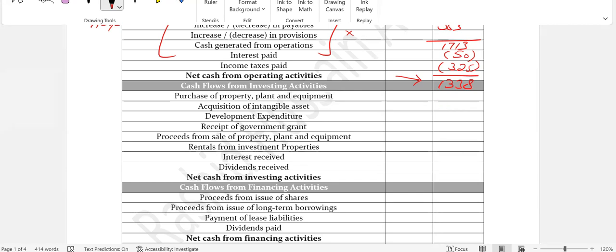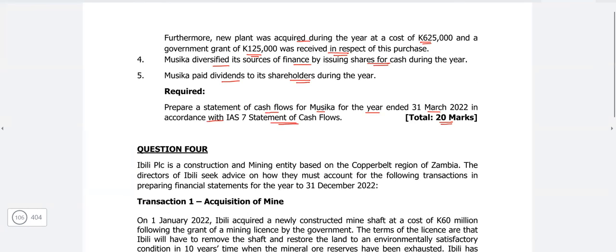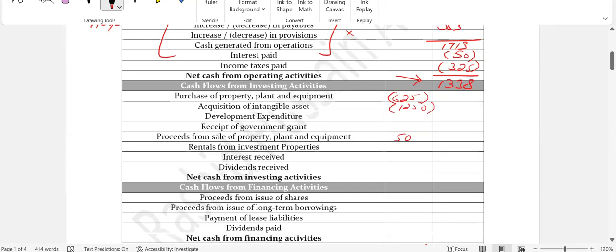So we have 625. Intangible asset is 1250. Proceeds from the sale of the property, plant, and equipment is 50. Grant received was how much? It was 125. The grant was 125. There is no interest received. There is no dividend in the question.